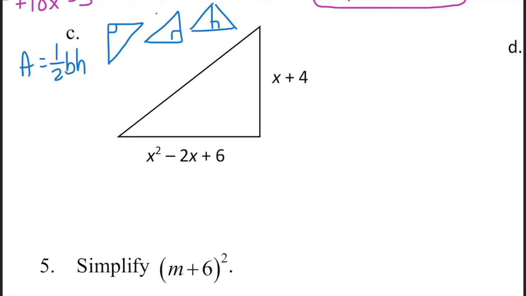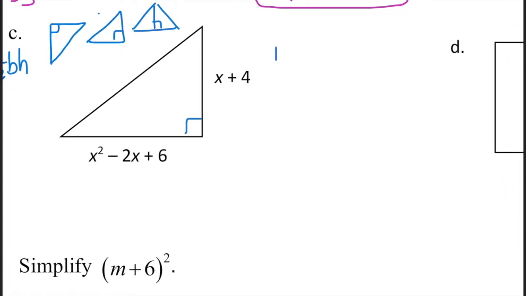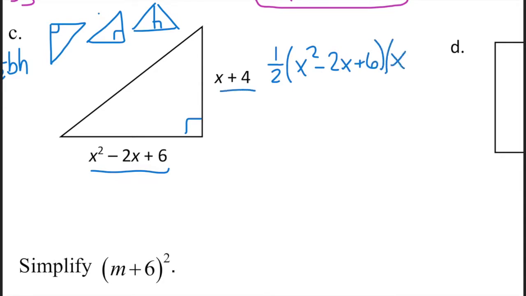So if this triangle had a right angle, it would be right here. So the way that we're going to write this is 1/2 the base, x squared minus 2x plus 6 times the height, x plus 4. Now, some of you guys might be panicking about the 1/2 right here. I'm going to ignore that until the very end. I'm going to go ahead and do this multiplication first, okay? So we're going to use the box method.